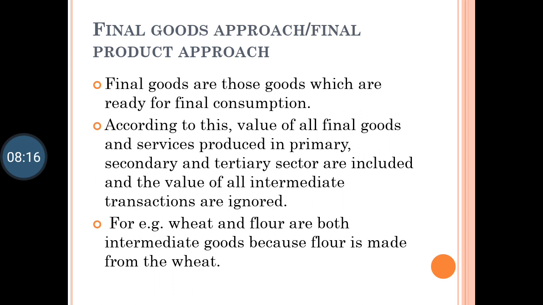For example, wheat and flour are both intermediate goods because flour is made from the wheat. That means when we turn wheat into flour, we do not add the processing charges again, because when we made the final price, that processing charge was already included. This is the final goods approach.